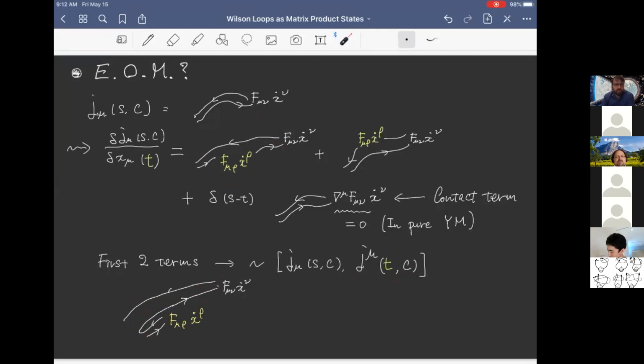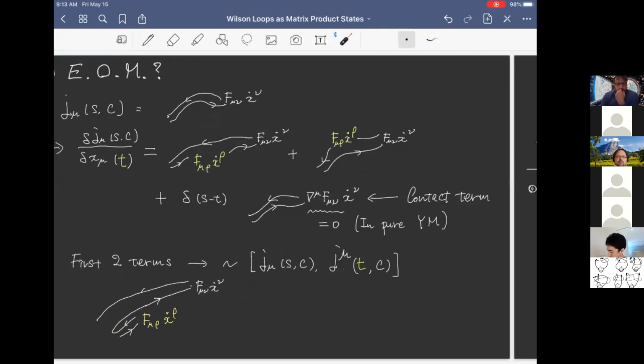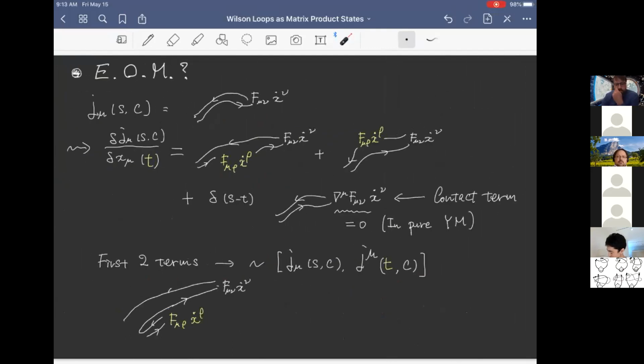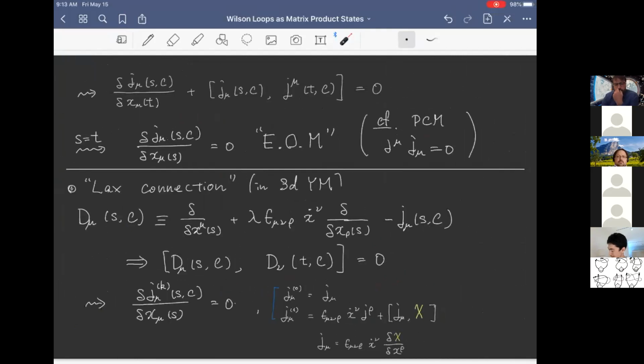Right. So let's write down the equation of motion using this representation for this term. Then I basically get this equation. And starting from this equation, I can further set s equals t. Because we know that even for s equals t, this part is 0 because of the equation of motion of Yang-Mills theory, I basically get this equation. And this is the analog of the equation of motion in the Principal Chiral Model, which was of this form.